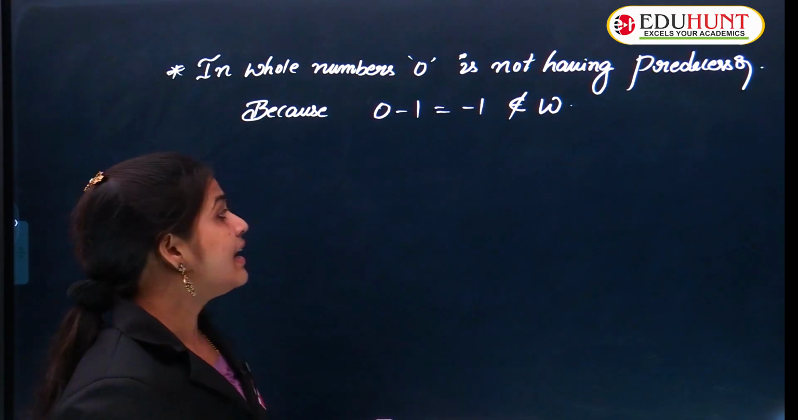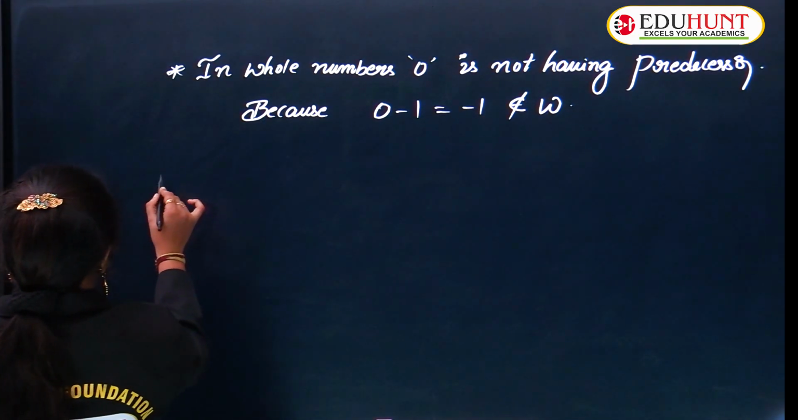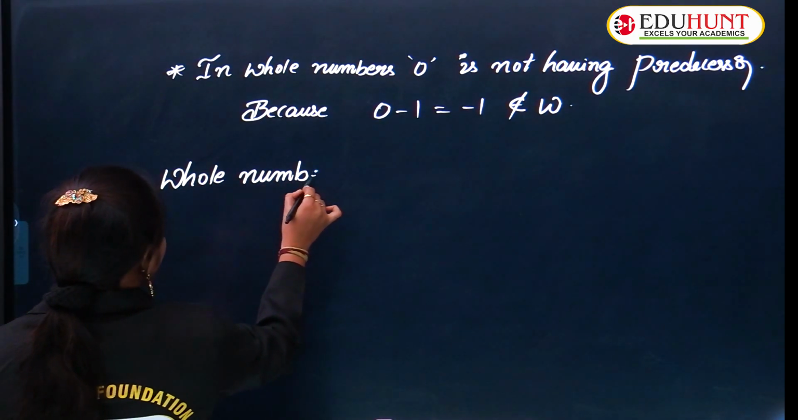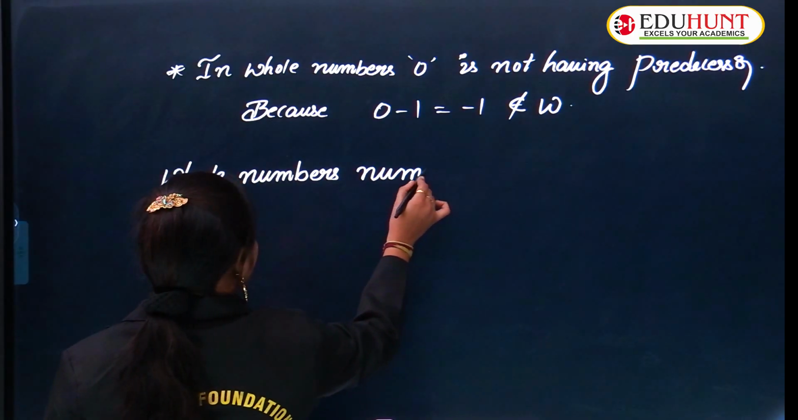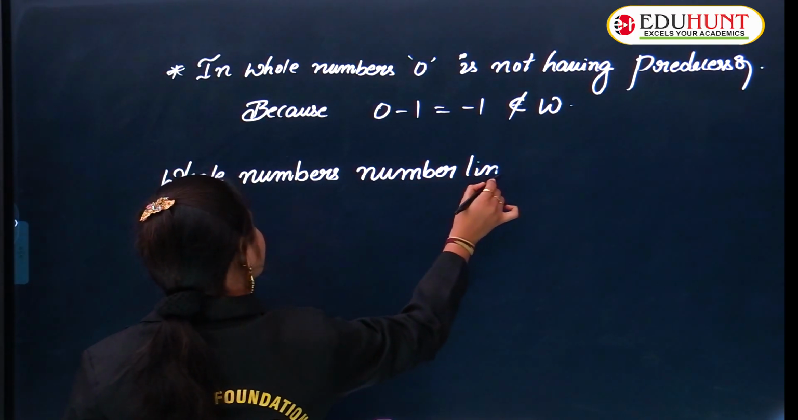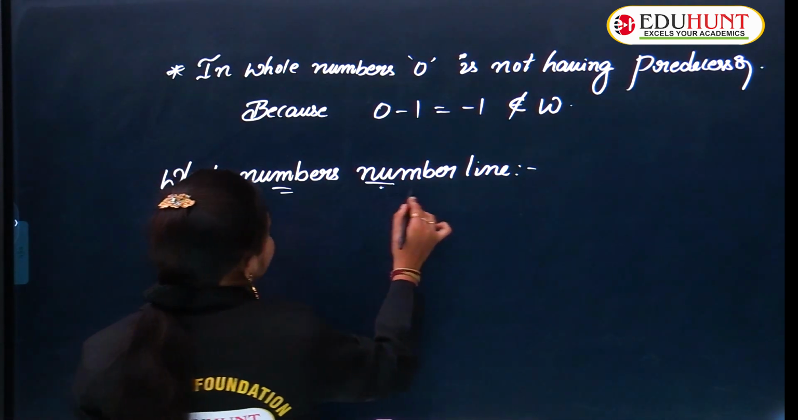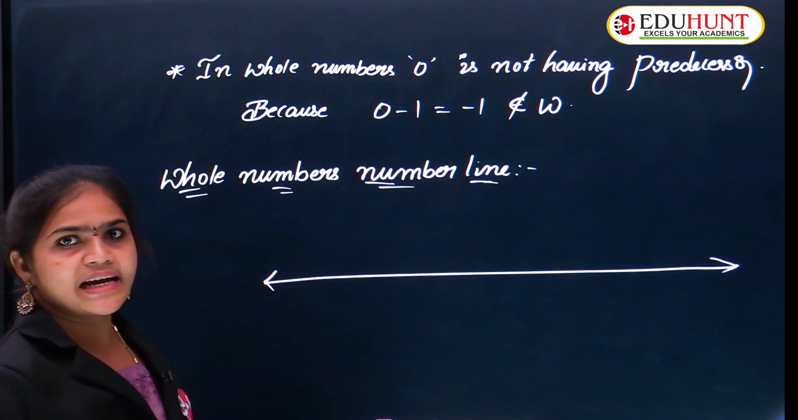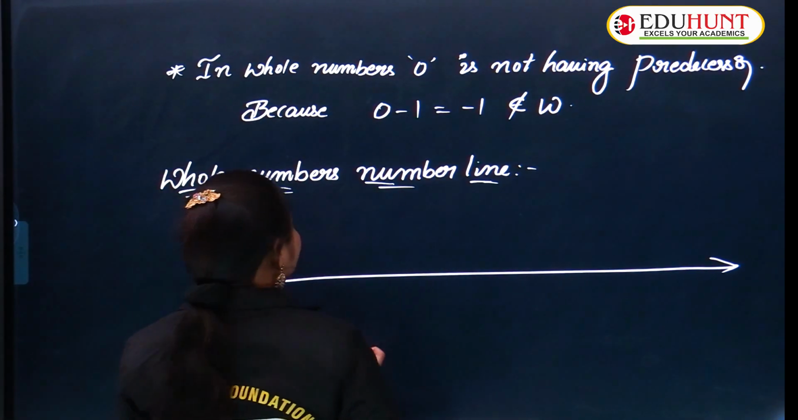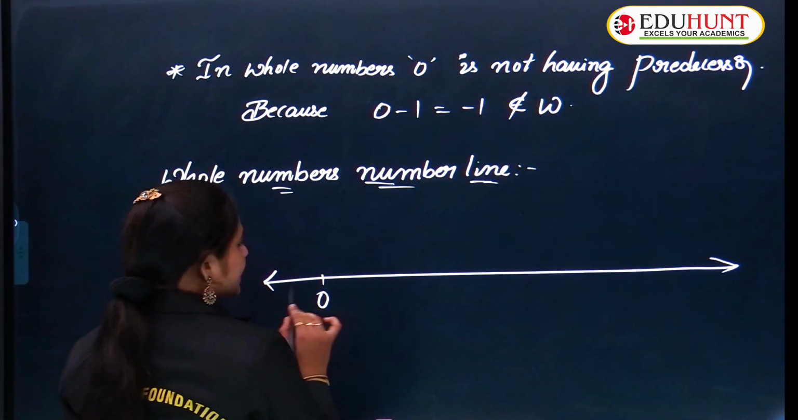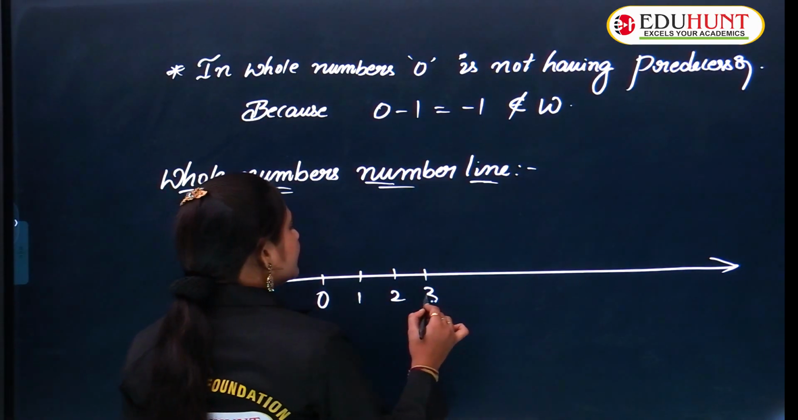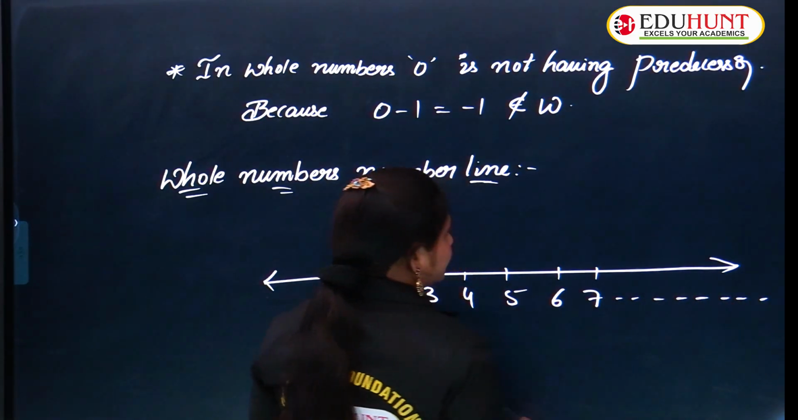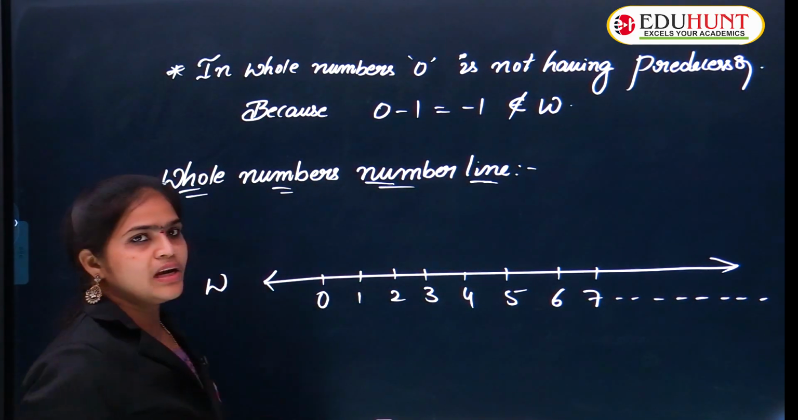Understood? Now here, the number line of whole numbers. This is the number line. Number line means representing numbers on a straight line. See that, this is 0, the starting number, then 1, 2, 3, 4, 5, 6, 7 and so on. This is the whole numbers number line.